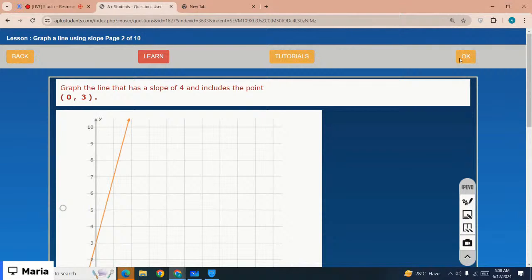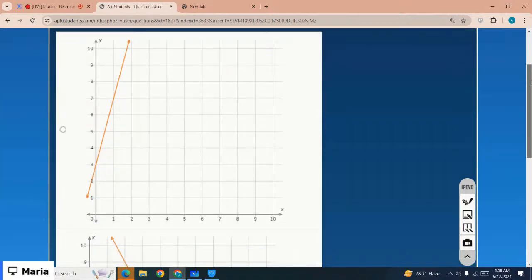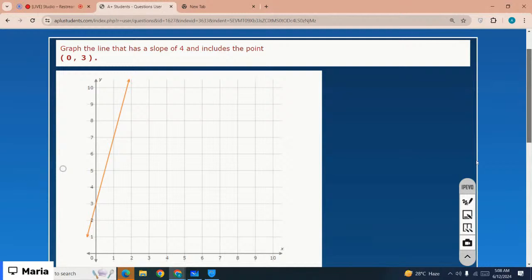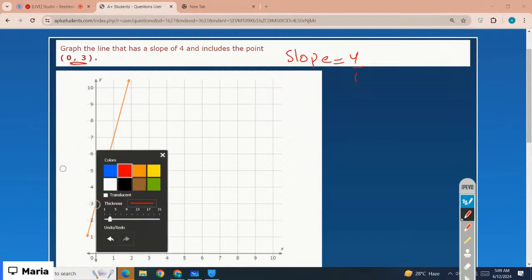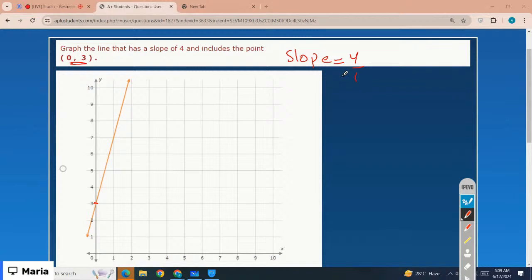Graph the line that has the slope of 4 and includes the point (0, 3). So the slope is 4. That means it is 4 over 1, right? And the point is (0, 3). X is 0, y is 3. Here is the point.